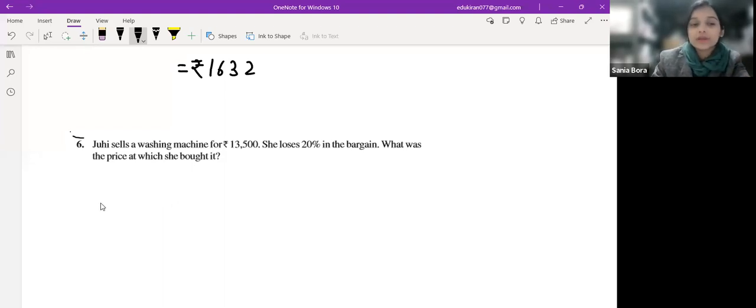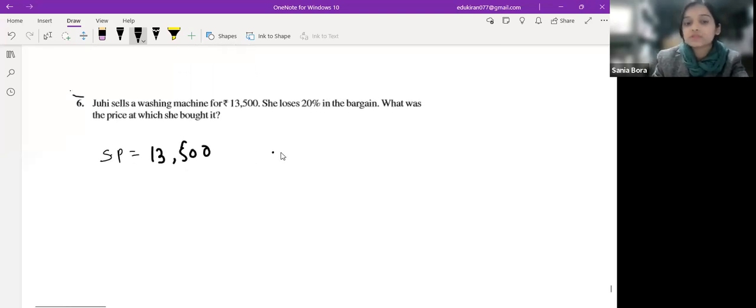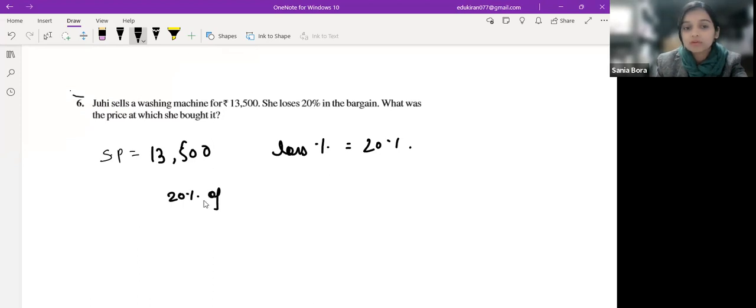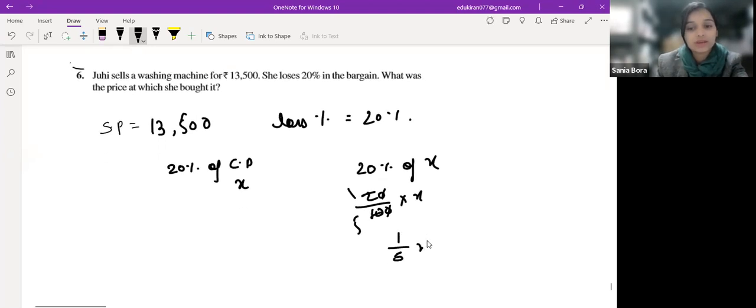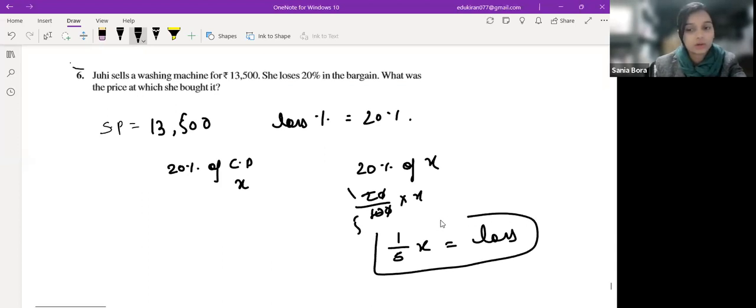Okay, I'll do it. So over here, what is given? SP is given to you people, right? Because CP is not given, SP is given, which is 13,500. What is given to you is the loss percentage, which is 20%. So first of all, you will find 20% of CP, but CP is not given, so you will take it as X. So 20% of X would be 20 by 100 multiplied by X. 0 and 0 got cancelled, 2 ones are 2 and 2 fives are 10. So this 1 upon 5 X is your loss. Fine with everybody? Yes? This is your loss.